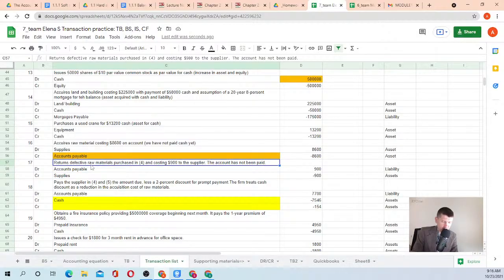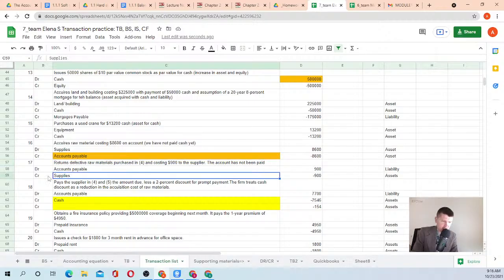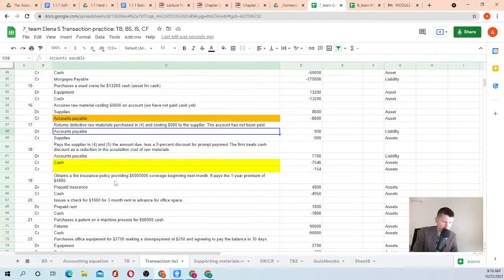So we returned the raw materials. Raw materials are assets. We decreased the value of our assets, so that should be credit. And we also decreased what we owe to the vendor. And that's why we should debit accounts payable. Accounts payable is a liability, so we debit it.